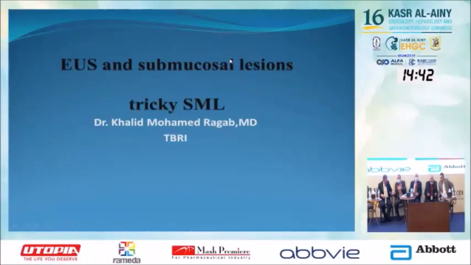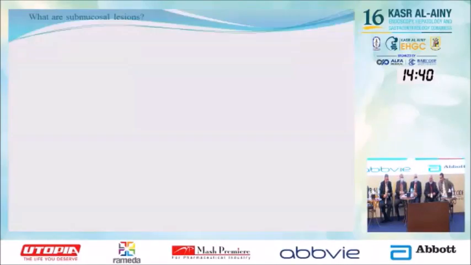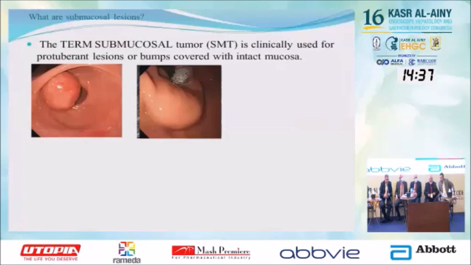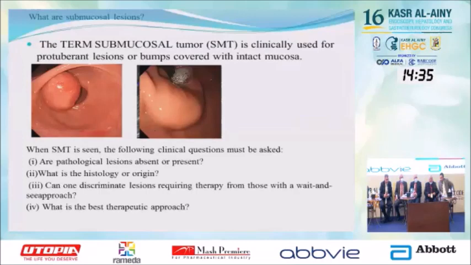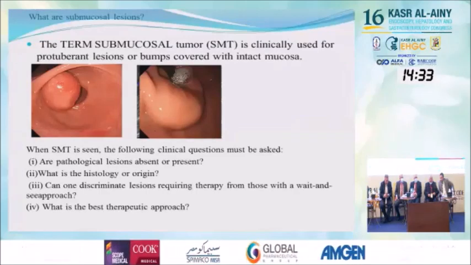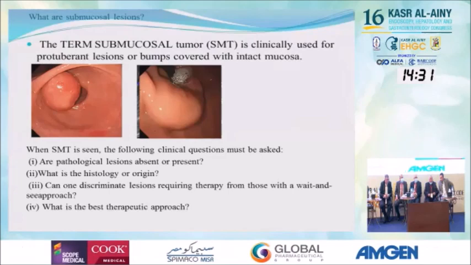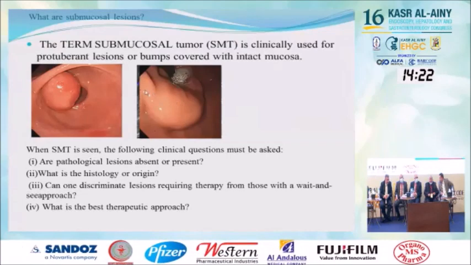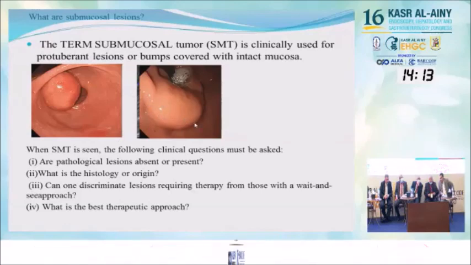Video case about a small tricky submucosal lesion. Just to start, what is the term submucosal lesion? Submucosal tumor or submucosal lesion is a term also used for a protruding lesion with intact mucosa. So any lesion in the stomach, GI tract, colon, or small bowel with intact epithelium is called a submucosal tumor.